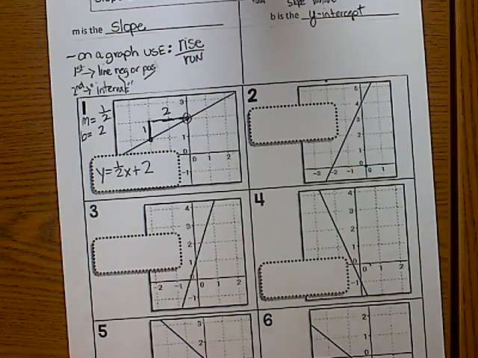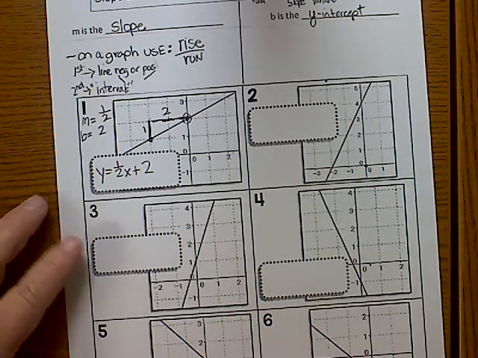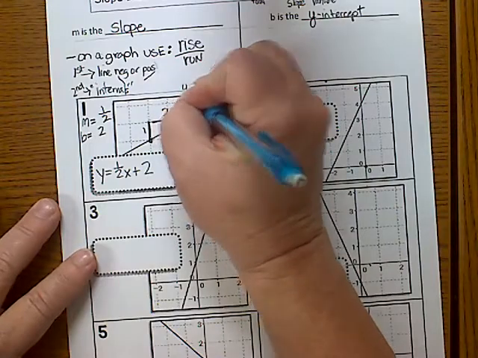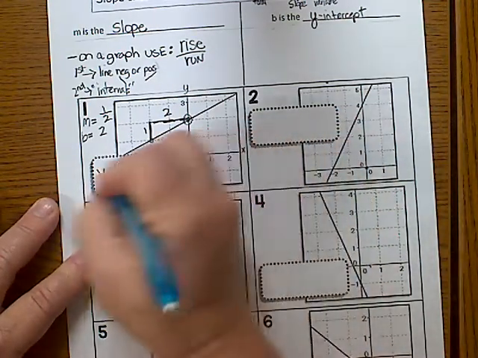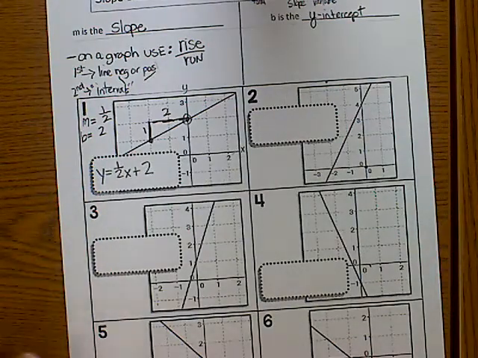Now remember, is it positive? Is it negative? What are the intervals? What is your m or your slope? And what is b, your y-intercept, where it crosses the y-axis? Always note, I guess I should have said this, the y-axis is always up and down. Your x-axis is always going across. Okay? That's all there is to it.